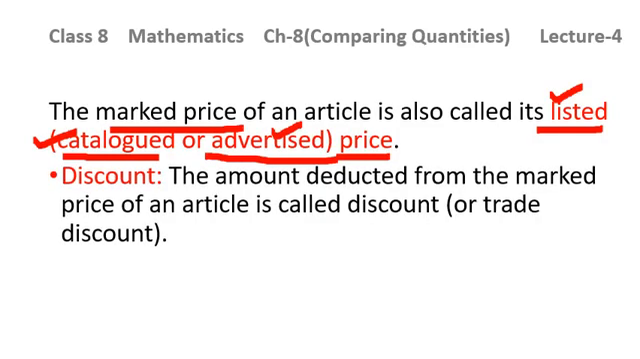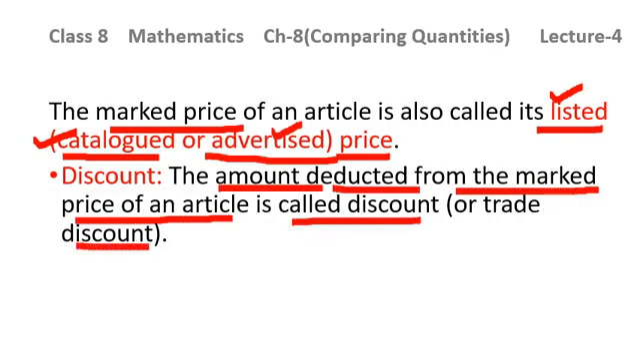And now let us see how we define discount. Because discount refers to the reduction in prices, the amount deducted from the marked price of an article is called its discount or trade discount. You can also say discount is trade discount. Every time a discount is offered, they always deduct the amount from the marked price, the tag price, or the listed price of the article. So the amount deducted from the marked price of an article is called discount or trade discount.